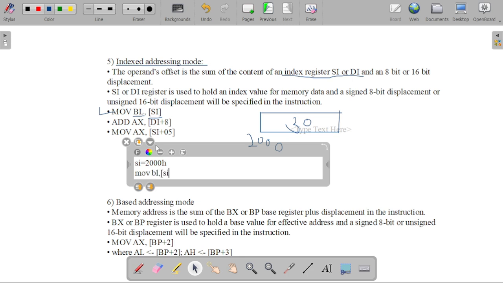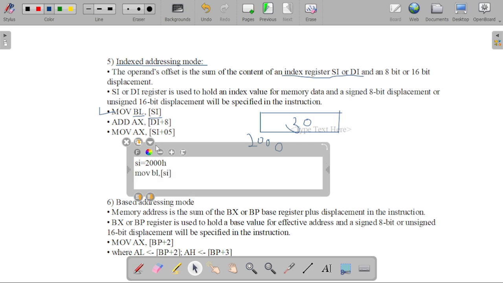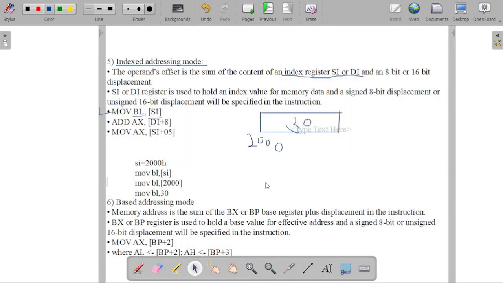[SI]. We are considering this bracket here, which means the effective address of our SI location. So we are writing here 2000. Whatever contents are stored in that 2000H location will be copied into our BL register. In that 2000 location the value stored is 30, so we are copying the contents 30 into our BL register.